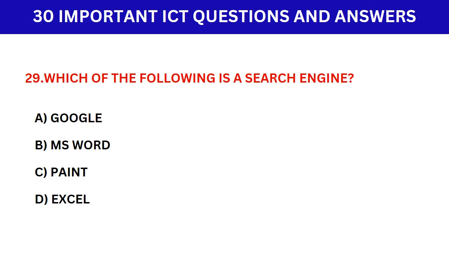Question number 29. Which of the following is a search engine? Option A, Google. Option B, MS Word. Option C, Paint. Option D, Excel. The right answer is option A, Google. Google is used to search for information on the internet.